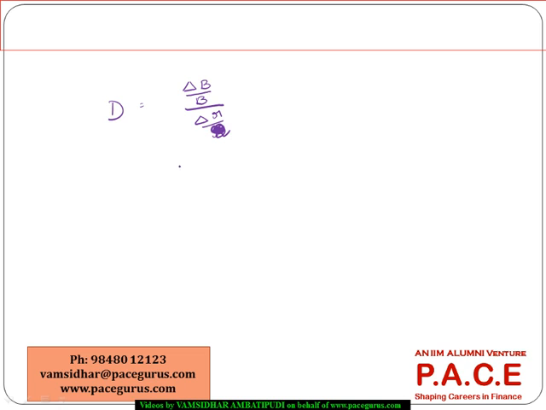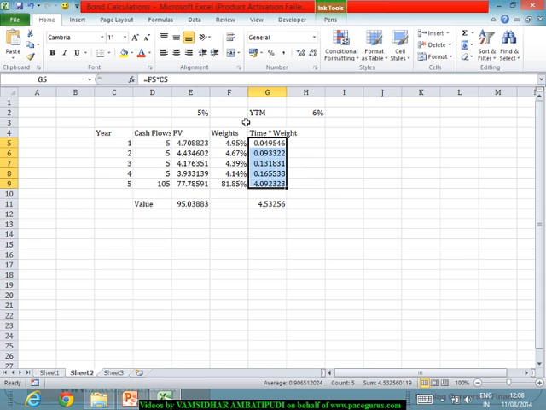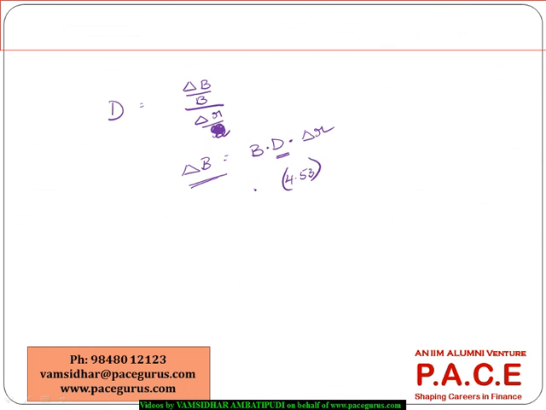So from here we can talk about the percentage change in the price of the bond coming out as the initial price of the bond multiplied by duration multiplied by the percentage change in the interest rate. So if I know the duration of the particular bond, in this example we got it as 4.53. Let's say the price of this bond, currently we have seen, is 95.03.